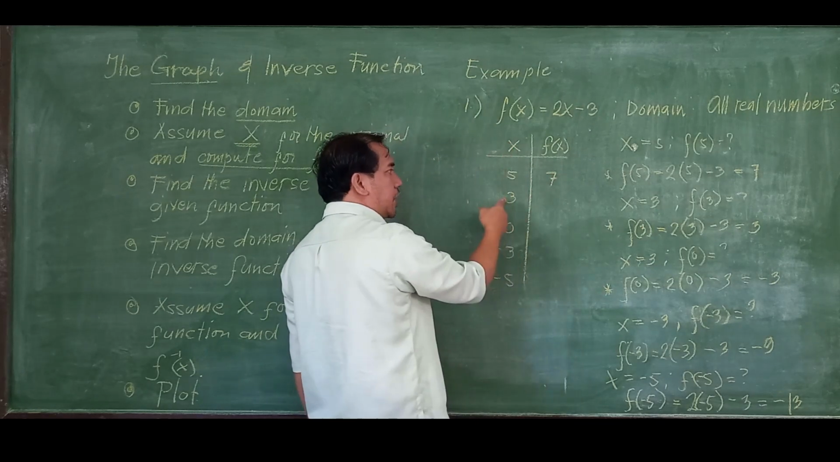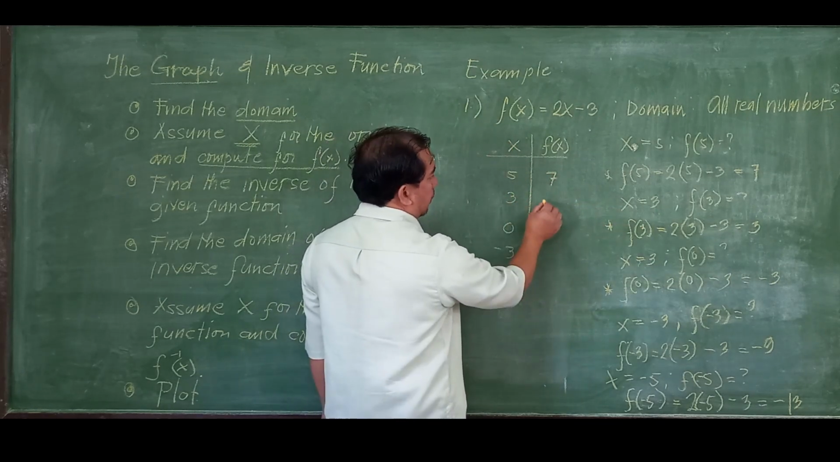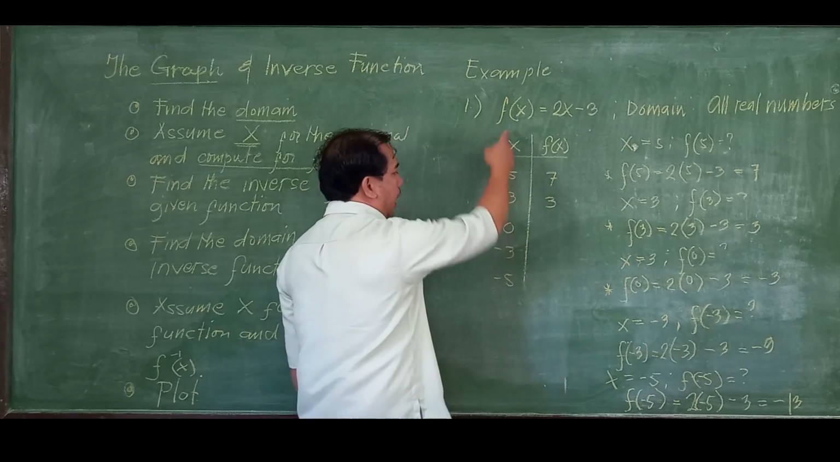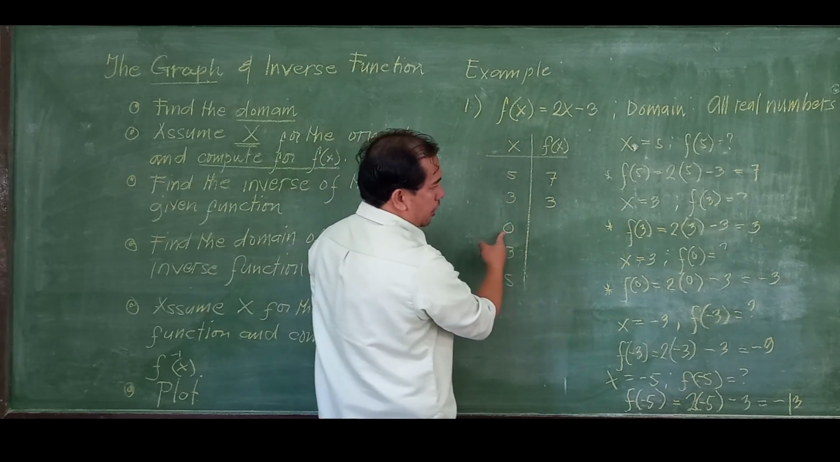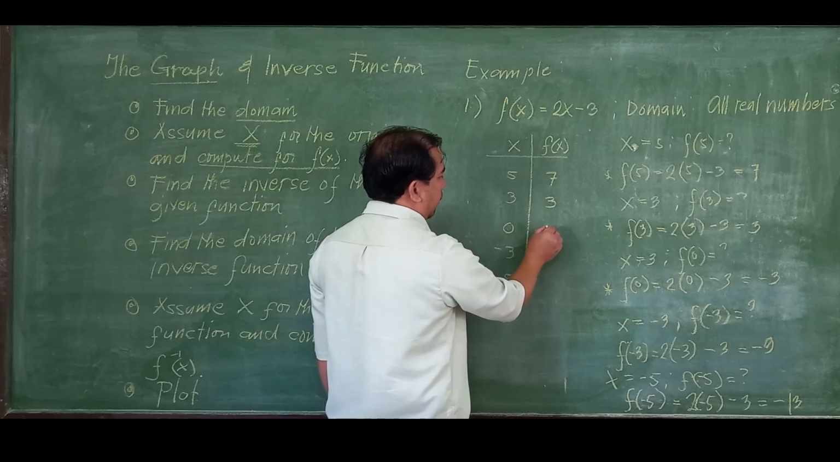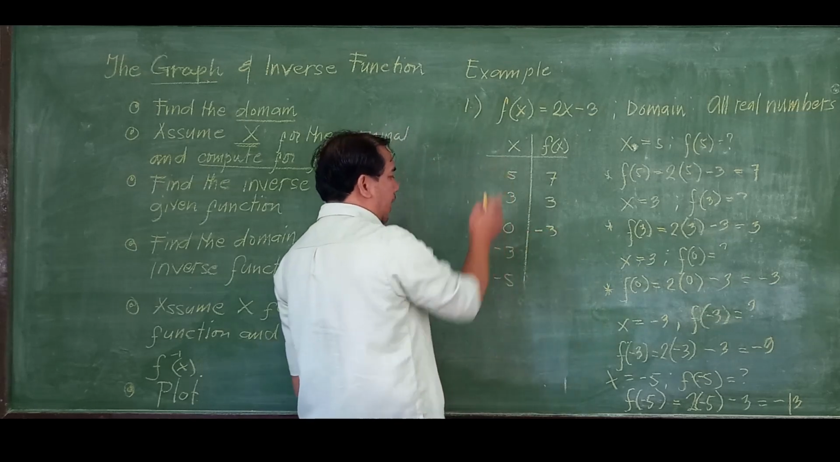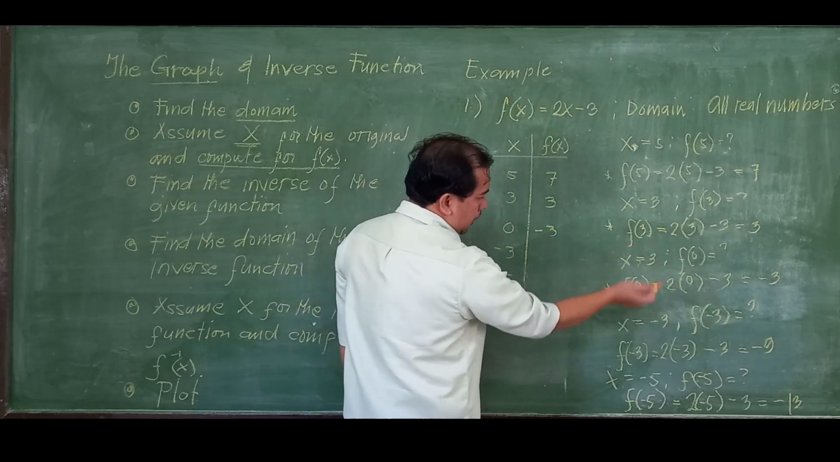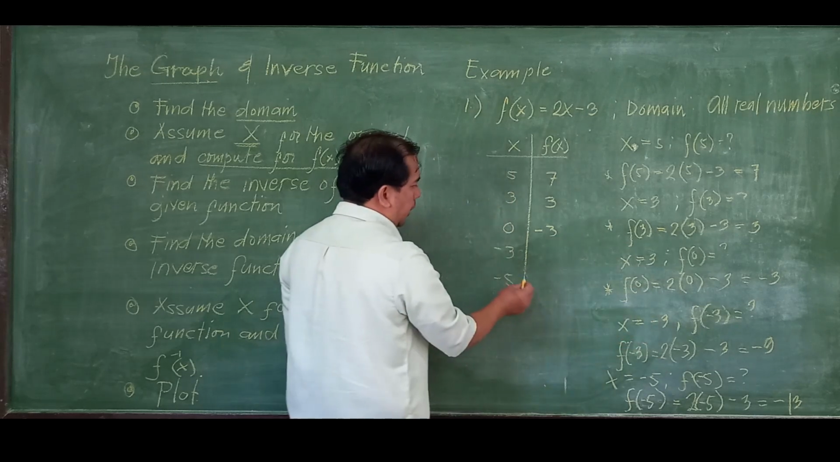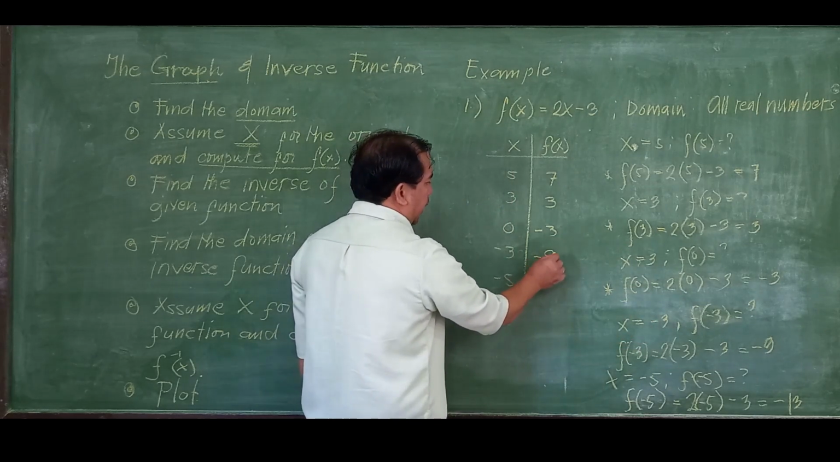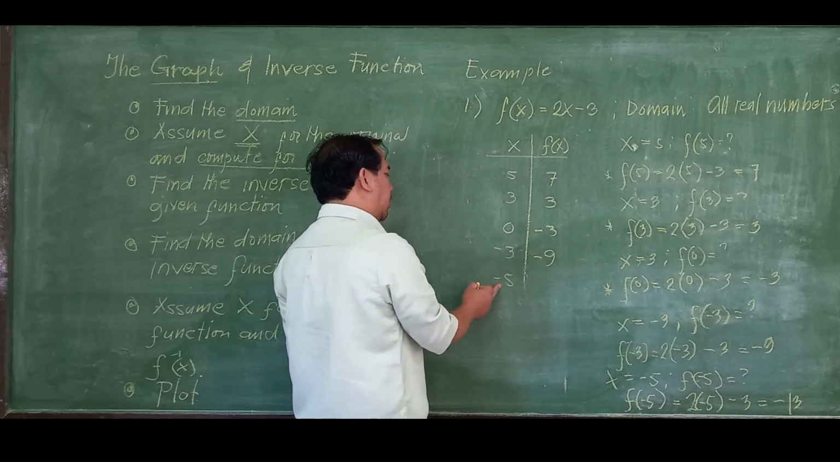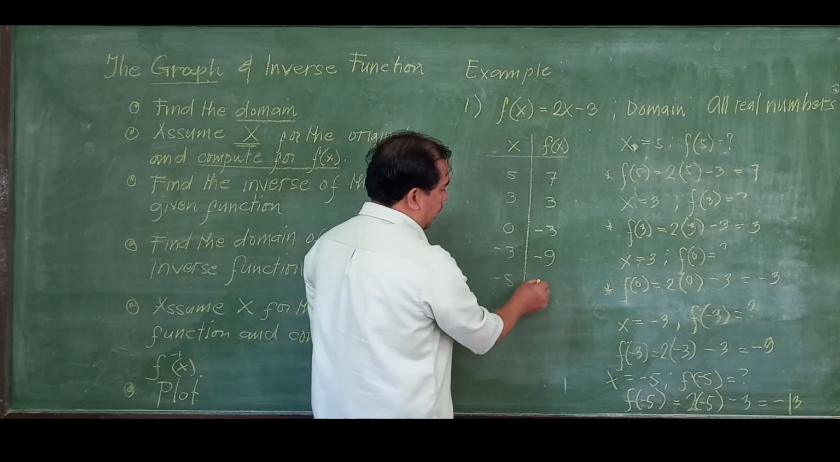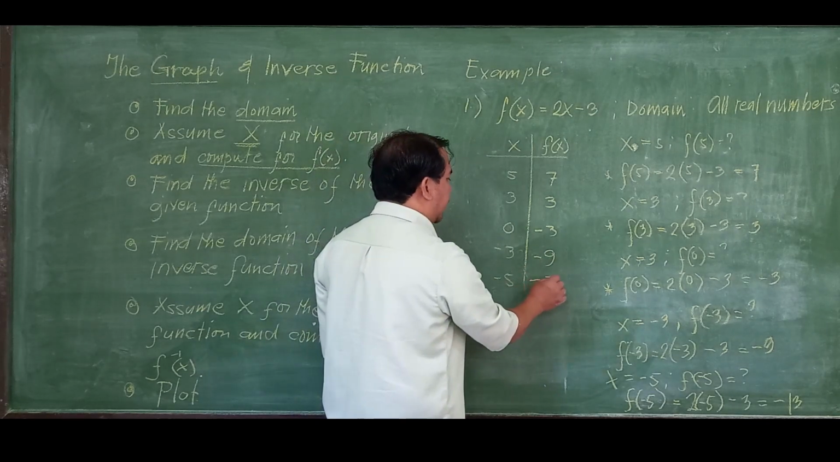If our x is 5, the result is 7. If our x is 3, the result is 3. If our x is 0, the result is negative 3. If our x is negative 3, the result is negative 9. And if x is negative 5, the result is negative 13.